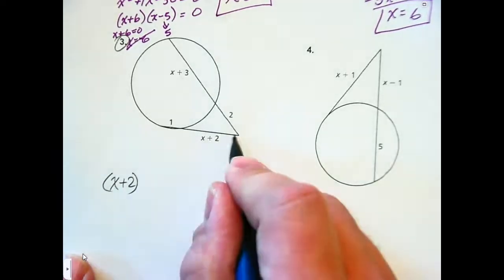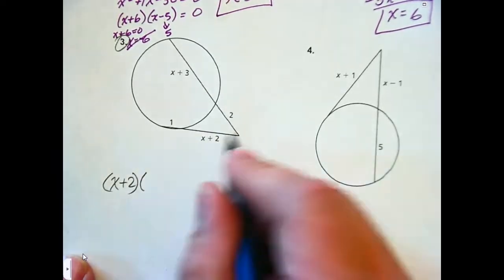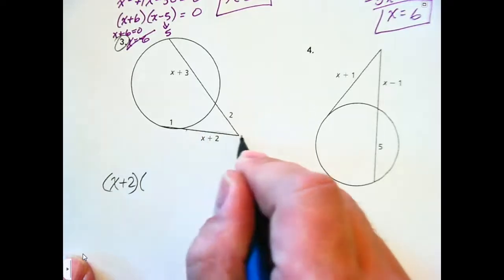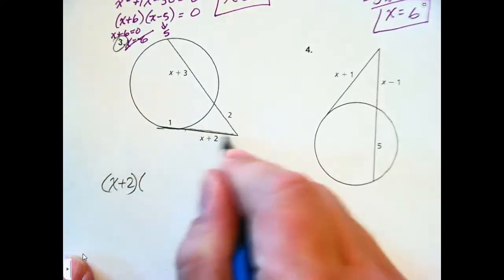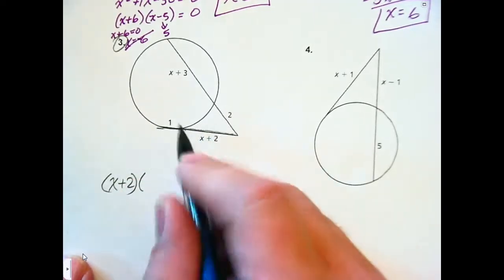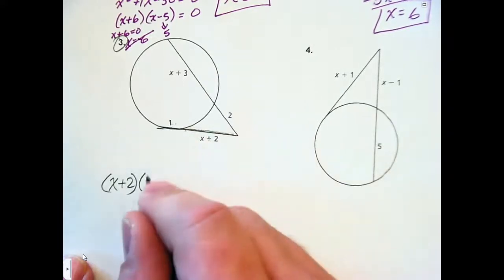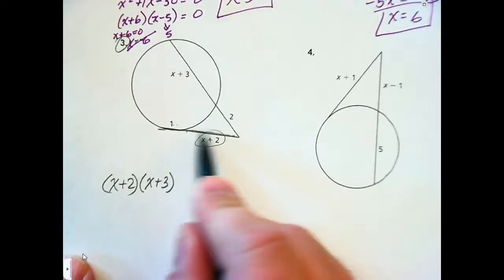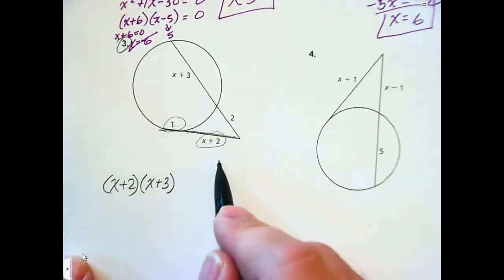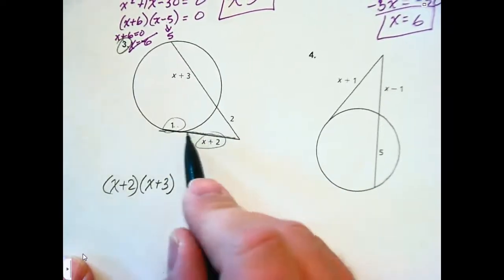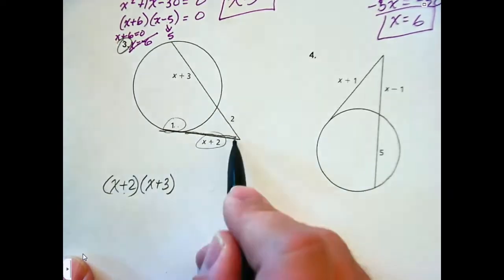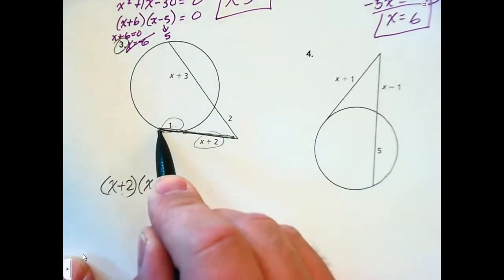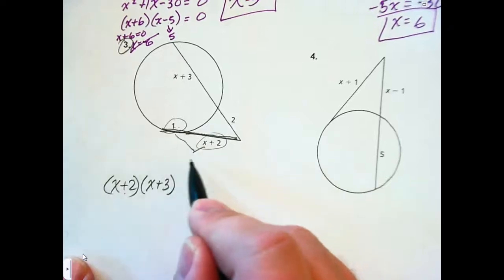So external times entire. So don't mess up here. The external is x plus 2. What's the entire length? Yeah, it's x plus 2 plus 1, which is x plus 3. So that plus that is x plus 3. Right? So you get this outer part times the whole thing. So combining the two, you get x plus 3.